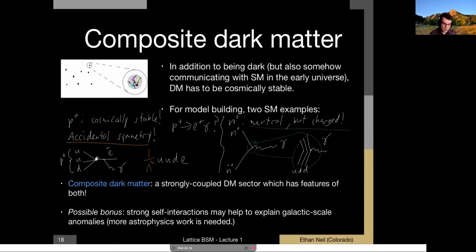This will give me an effective interaction. I can write down something that looks like n bar, let's say gamma mu, n d nu, f mu nu, to couple this to the photon. This is once again a higher dimension operator, right? So this will be a 1 over lambda squared. This is suppressed. This time lambda will be the scale of QCD.